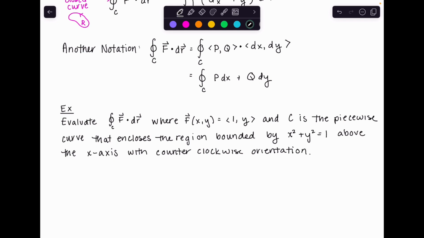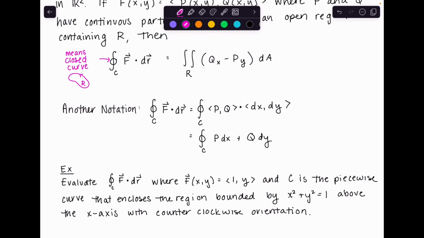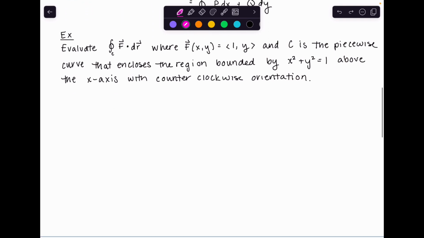And remember, if it gives you clockwise orientation, all you would do is pop a minus sign out front of this, because this works for counterclockwise. But if you traverse it in the opposite direction, it still gives you the same value, just opposite signs. So we're going to do this two ways. First, without using Green's theorem.